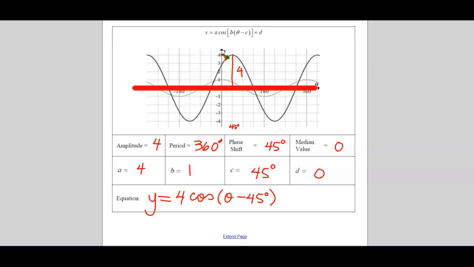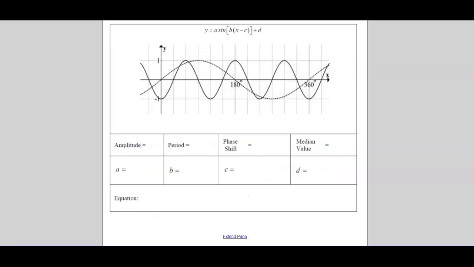Okay. Next one. Now we're back to doing sine. So there's your base graph, the dotted one. Here's your transformed graph. I'm going to do it just freehand here. My midline is the x-axis, so it hasn't changed at all. My amplitude is 1. It hasn't changed at all, right?